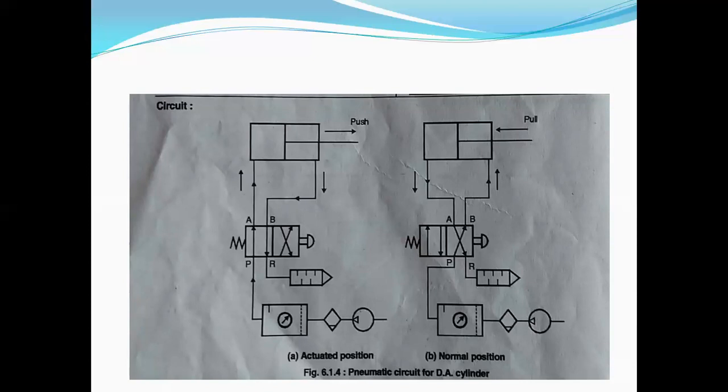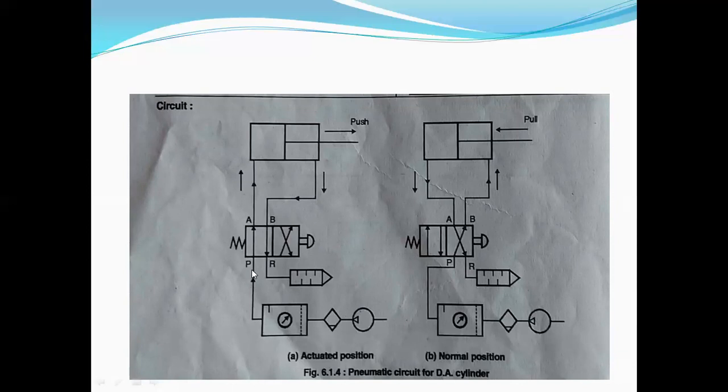Okay, so again, the power pack unit is the same: compressor, moisture separator, then FRL unit. Here we have to control a double acting cylinder, so that's why we use the 4x2 direction control. It is again a push button operated, spring return 4x2 direction control.